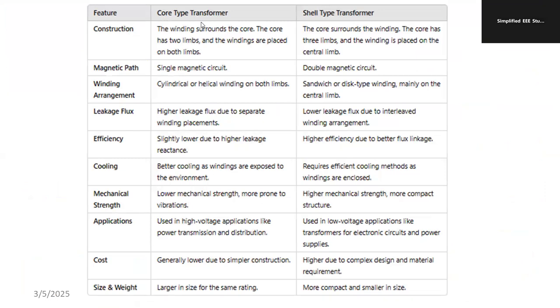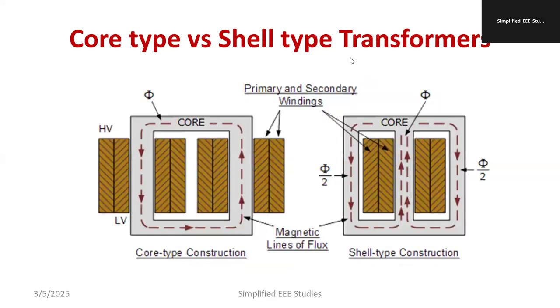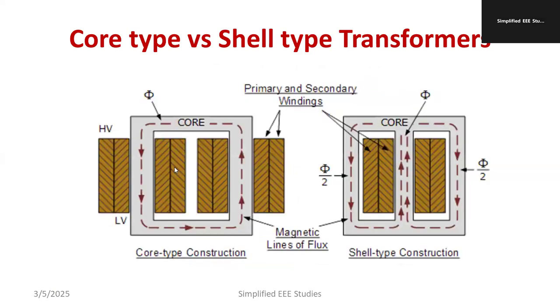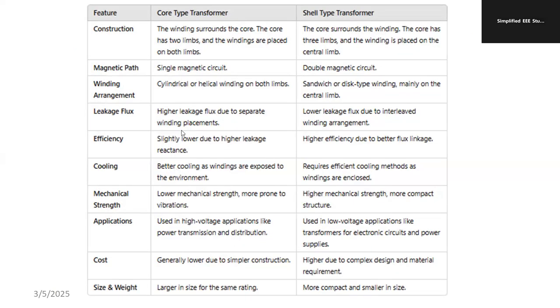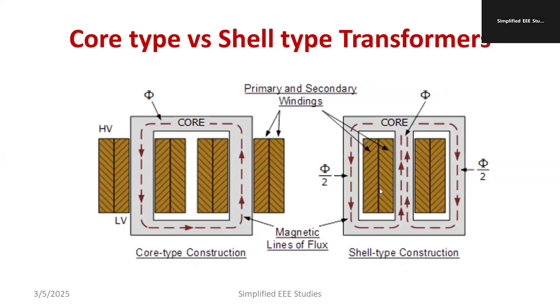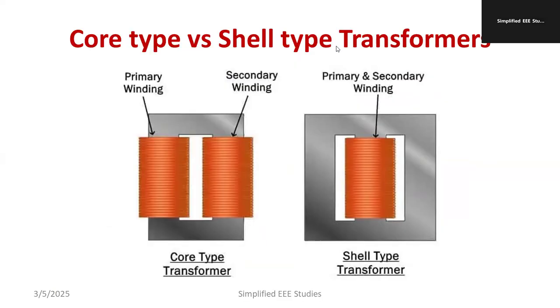If I talk about the core type transformer, the windings surround the core, whereas in the case of shell type transformer, the core surrounds the winding. As you can observe in the core type transformer, which is shown in this diagram, it is very clear that the windings surround the core. And in the shell type transformer, it is very clear that the core surrounds the winding. Look at this. The core surrounds the winding.